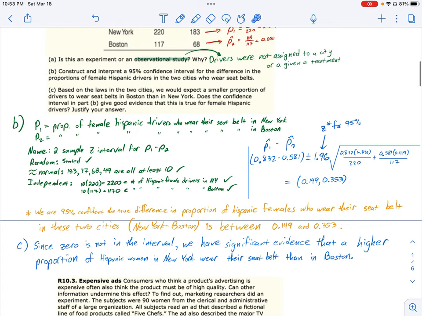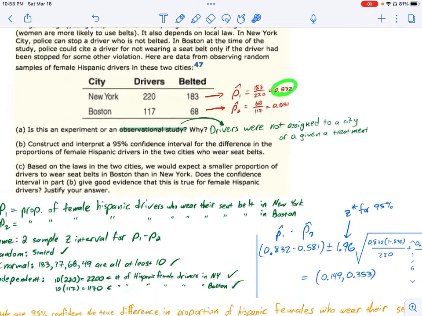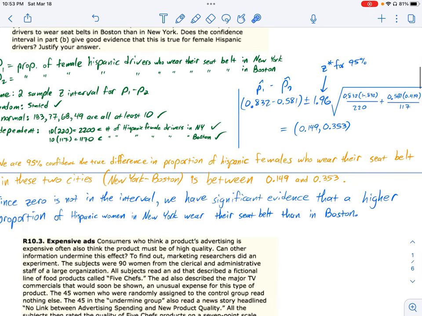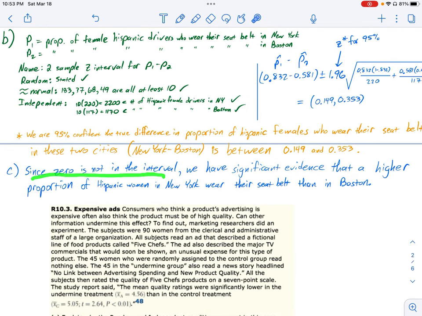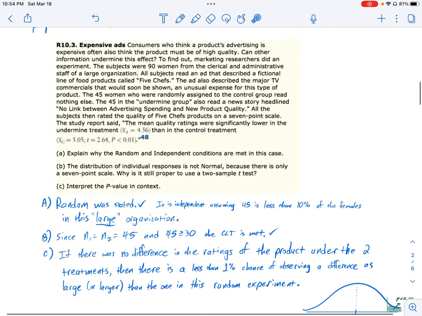We would expect Boston's to be smaller. Well, is it smaller? It looks to be smaller. But are we convinced? When we subtract these two, if it is smaller, you should always get a positive number. And if you look at your interval, zero's not in there. So since zero's not in there, we have significant evidence that a higher proportion of women in New York wear their seatbelt than in Boston. So we can confirm that claim. All right, number 3, expensive ads.